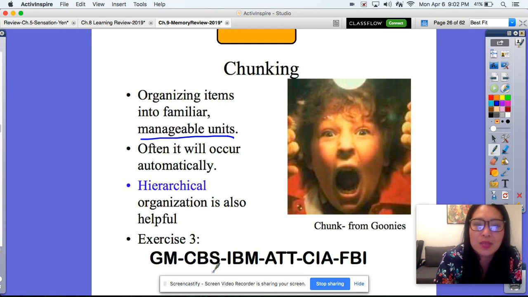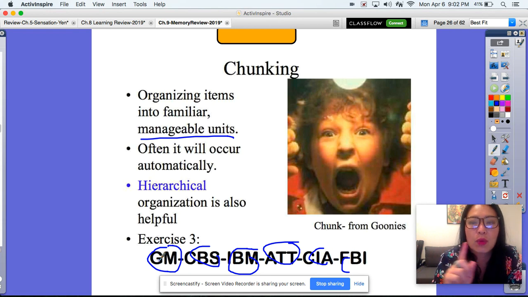So in class, we had done this one where I'd put all the words together without the little dashes. And so a lot of you guys ended up chunking it. Instead of looking at all of these letters, which I think is 16 of them, I'm not going to count them all right now, that's out of our 7 plus or minus 2. So then a lot of you started chunking it. You're like, okay, General Motors, CBS, IBM, the computer, AT&T, CIA, and FBI. So that became 1, 2, 3, 4, 5, 6 chunks, which is actually within our 7 plus or minus 2.